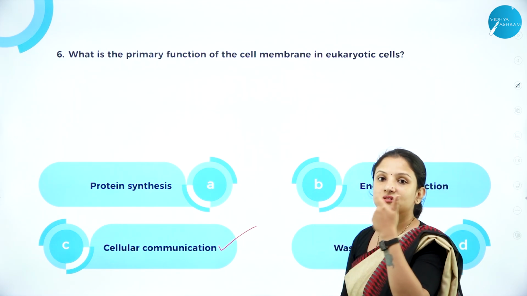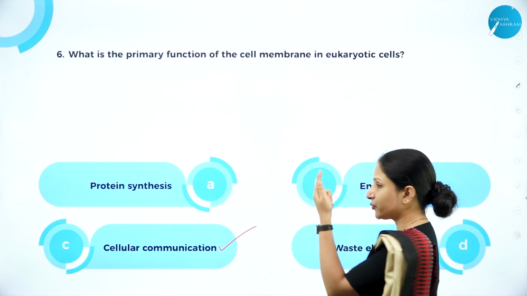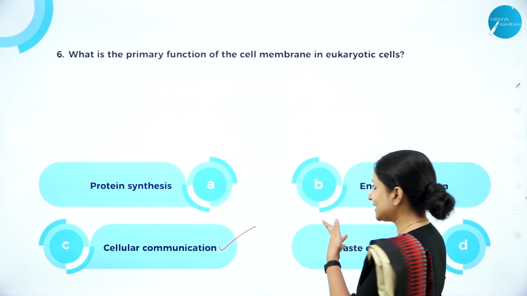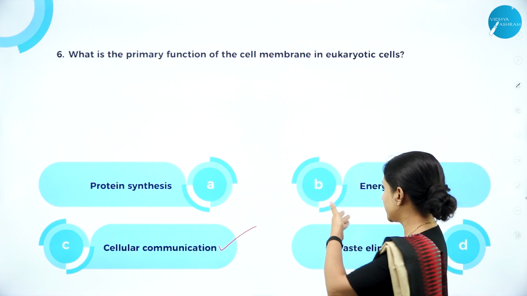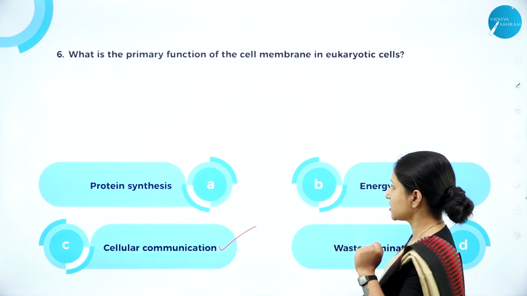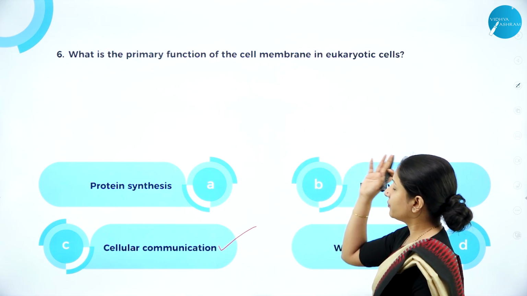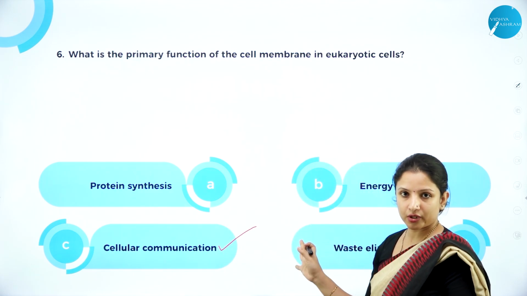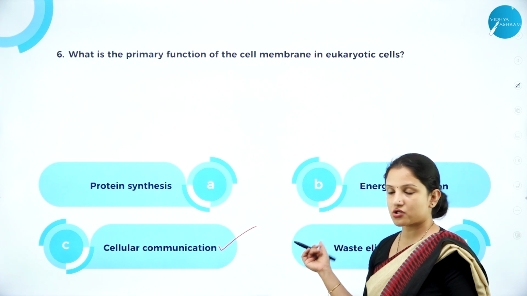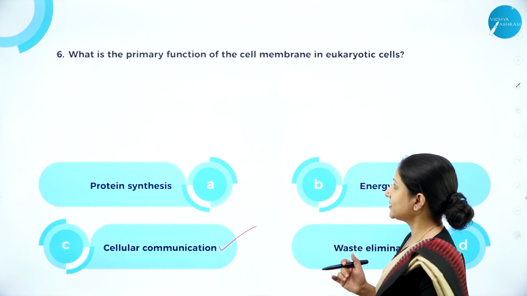But protein synthesis is by ribosomes. Energy production is by mitochondria. Waste elimination has nothing to do with the membrane; lysosome helps in waste elimination. So here, the right answer is cellular communication. The primary function of the cell membrane in eukaryotic cell is cell-to-cell communication or cellular communication, option C.